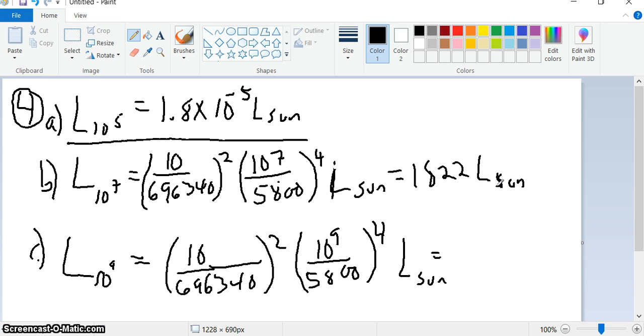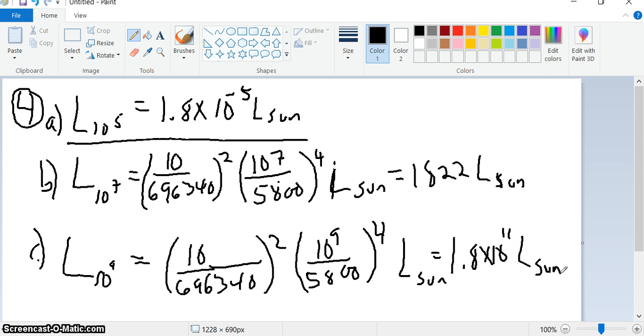When the surface temperature is 10 to the 9th, it's enormous. So this becomes 1.8 times 10 to the 11th times the luminosity of our sun.